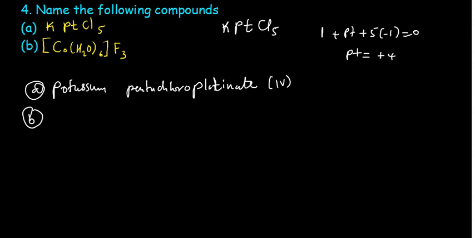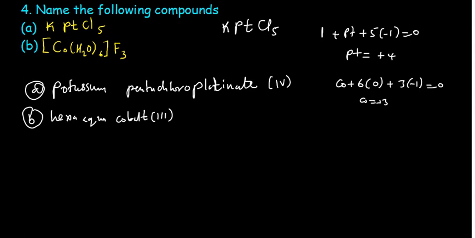So let's look at another one. We can see the metal here is cobalt, so we need to find out its charge. So we've got cobalt plus 6 water molecules which have a charge of 0, and then plus fluorine, which is in group 7, so that's a negative 1, should be equal to 0. So cobalt is giving us a charge of positive 3. So start naming first what is inside. That is aqua, but there are 6 of them, so that is hexaaqua, and then cobalt, the charge is 3, Roman numeral III, and then fluoride. So that is the name for that one.